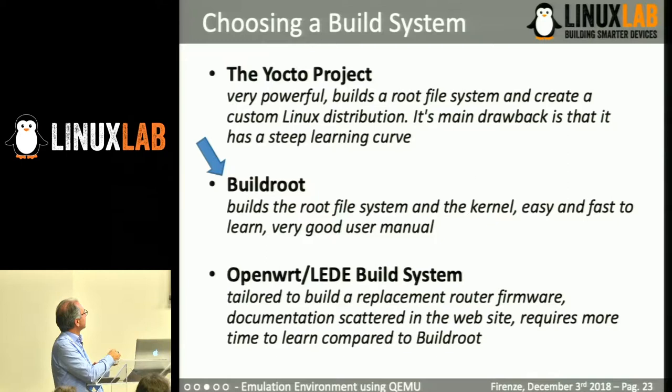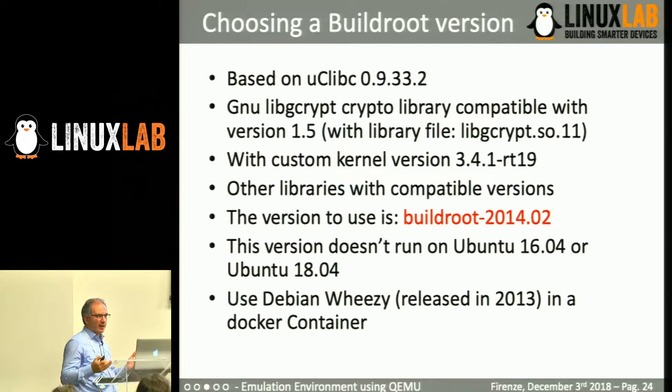But choosing Buildroot is not enough, because you want to emulate the real hardware as much as possible, so you have to use the same musl libc version, possibly the same or compatible versions of other libraries, and also that kernel version. The latest version of Buildroot is not good because it doesn't ship with that older version of musl libc, but with the new musl libc that is not fully compatible with that version. So we have to use an older version of Buildroot, in this case, Buildroot 2014.